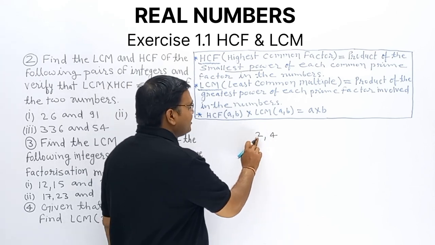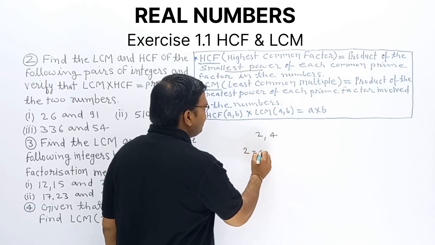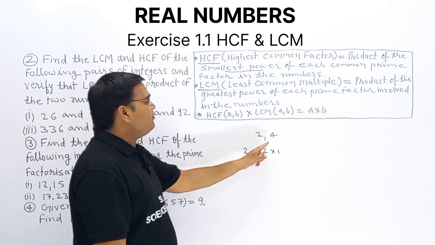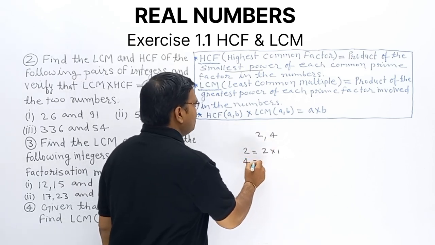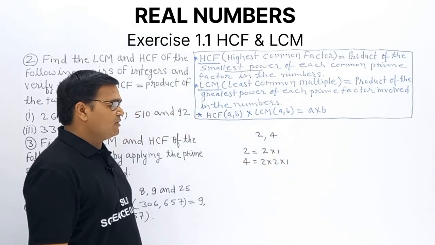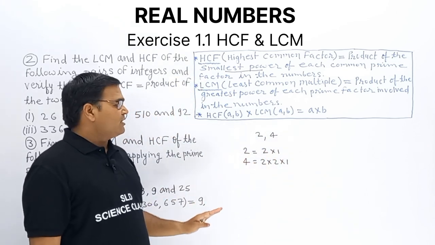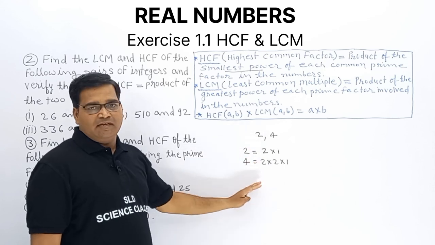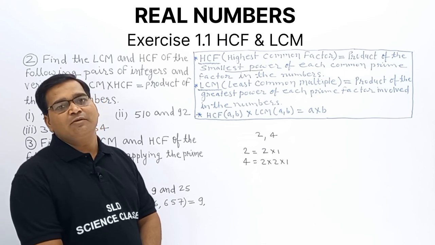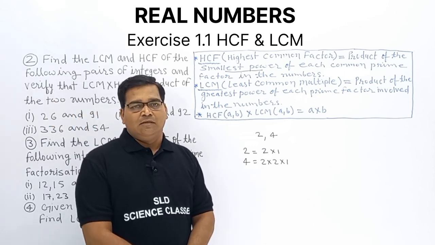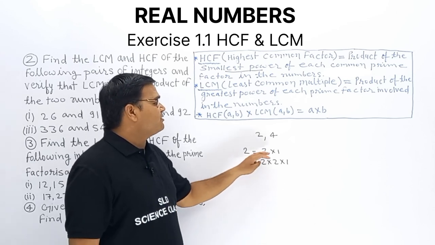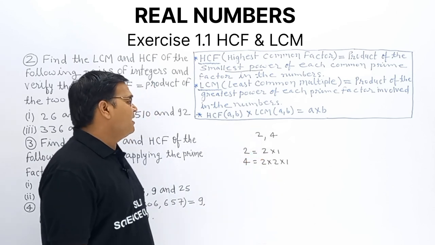So, prime factors of 2. 2 is a prime number, so its prime factorization is 2 into 1. It has only two factors. And the prime factors of 4 are 2 into 2 into 1. Both are small numbers, so I am writing directly. If we have big numbers, then we will use the long division method we used in the prime factorization class to find the prime factors.